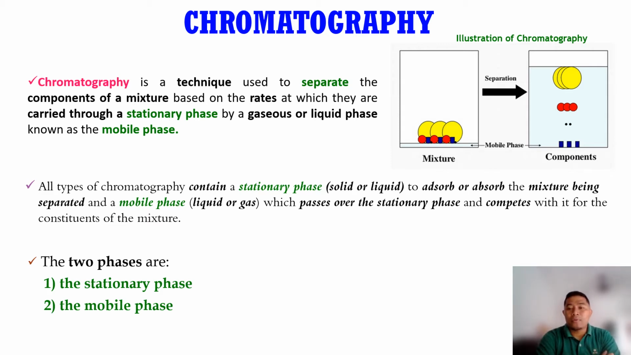All types of chromatography contain a stationary phase, either solid or liquid, to absorb or adsorb the mixture being separated, and a mobile phase, as I mentioned earlier, liquid or gas, which passes over the stationary phase and competes with it for the constituents of the mixture. As I mentioned, there are two important phases, which are the stationary phase and the mobile phase.